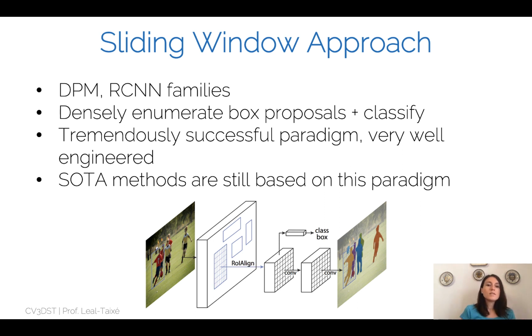So all the RCNN methods, all the methods in the RCNN family, or even deformable part models, use a sliding window approach for detection. So essentially the basic idea, as we have seen, is to densely enumerate box proposals and then classify them. So this is a successful paradigm. We have seen it's well engineered, it achieves SOTA results, and most of the state-of-the-art methods are still based on this paradigm.